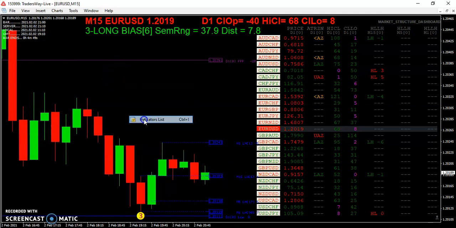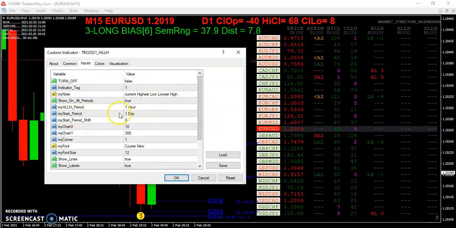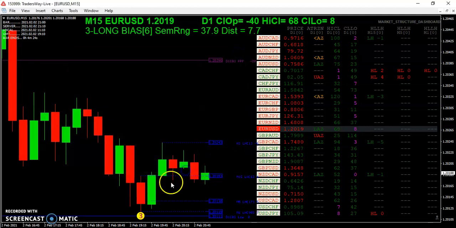Now, the way this indicator works, just to let you know, you have a start period, and then the period, so this would be like a 1 hour high. But then how far back do you want to go? Do you want to go back one day, or maybe shift it back one so you have 2 days? You can do weeks, you can do months. So I made it very versatile for the traders.